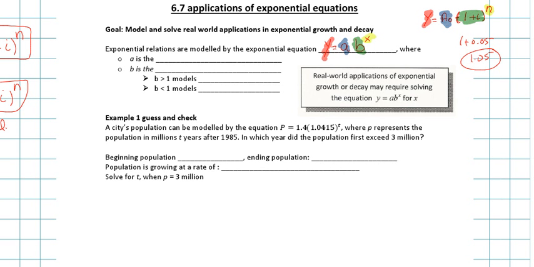So a is your initial amount. Same as what I said earlier, I called it A with a 0. That means it's your initial. Now, b, which is your base, is your growth or decay factor. Growth or decay. It could be either or. In this case, it's growth.